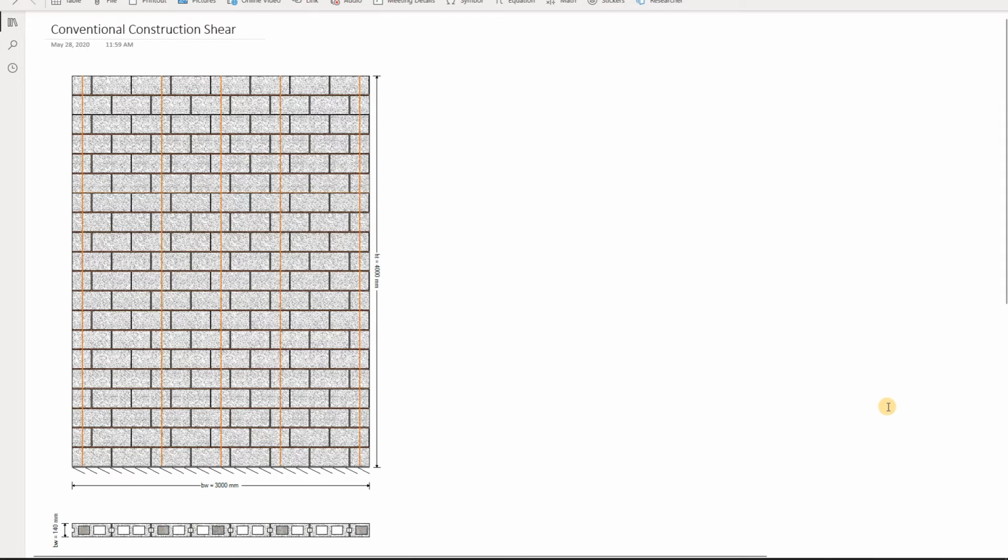Hello, it's Brad here, and today what I'm going to be doing is quickly going through an example showing a conventional construction shear wall and how we go about doing the shear design, and at the end what I'll do is cover the seismic considerations as well.